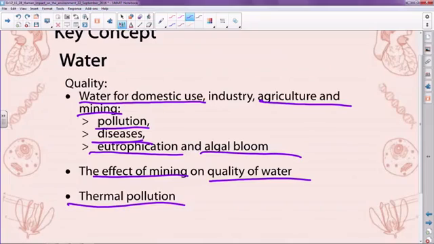Next one is thermal pollution. Yeah, very simple. If I have a hot bath and I take my hot water and I throw it into the dam, what am I doing? I'm putting hot water into the dam.